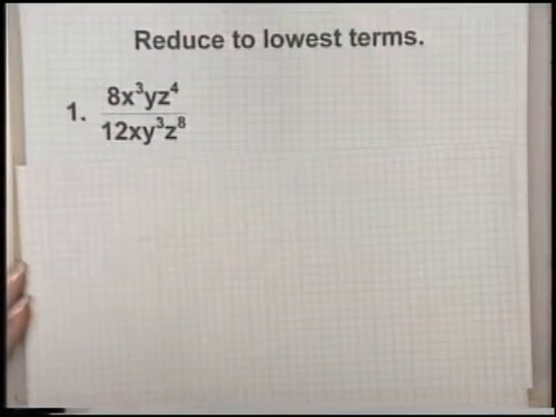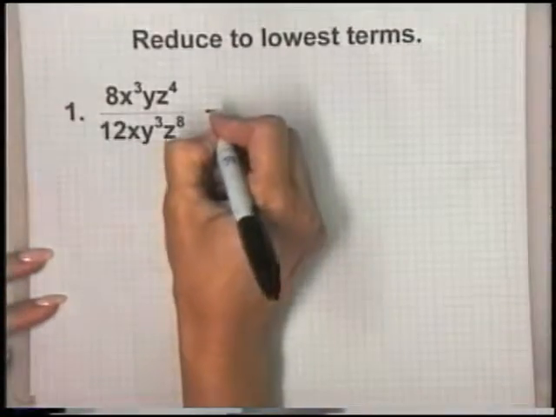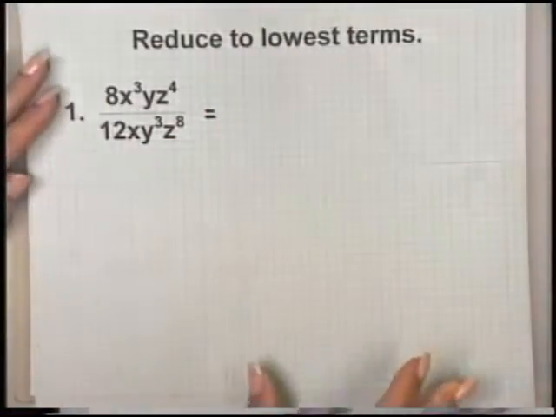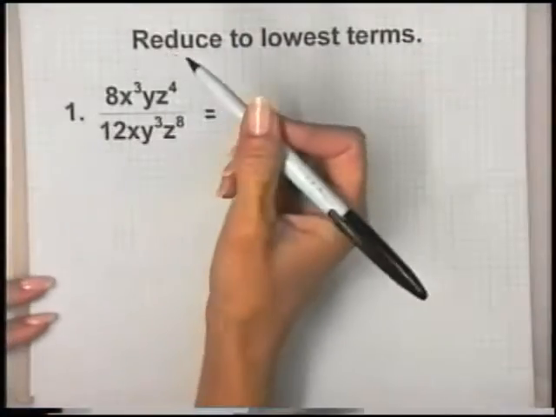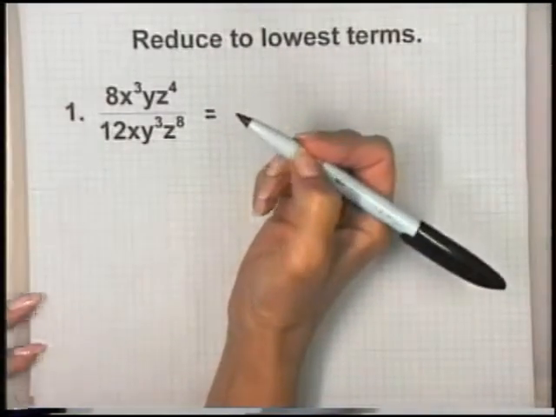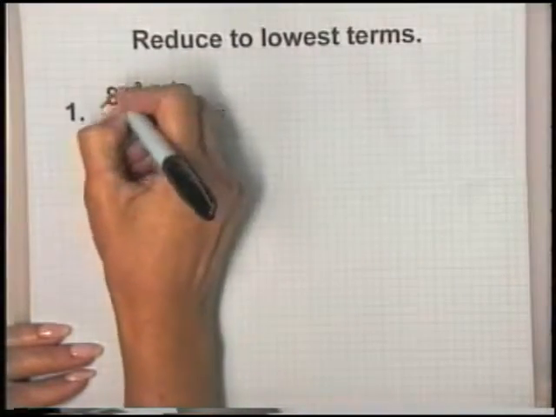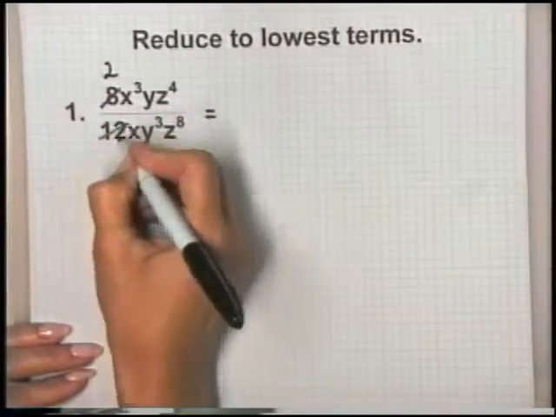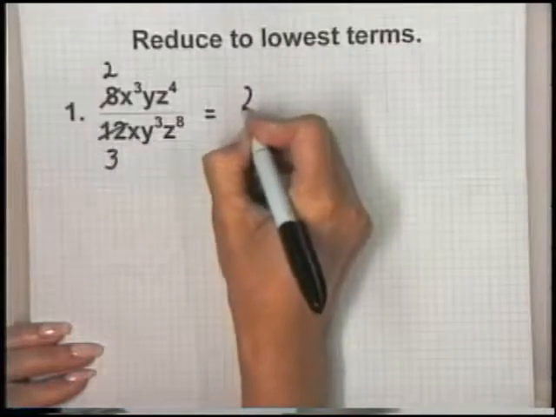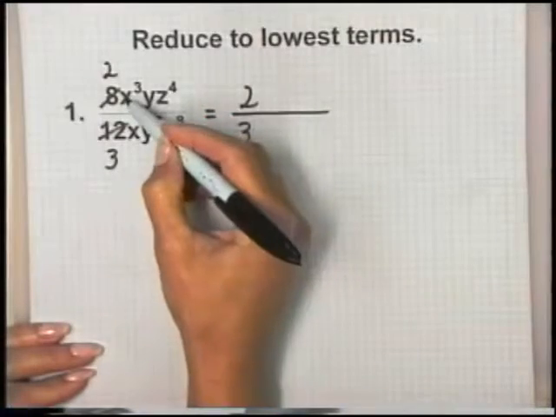For problem number 1, let's divide by our common factors for our coefficients, and let's use our exponent laws for our variable factors. We have a common factor of 4. 4 goes into 8 twice and into 12 3 times. So let's write our 2 and our 3.